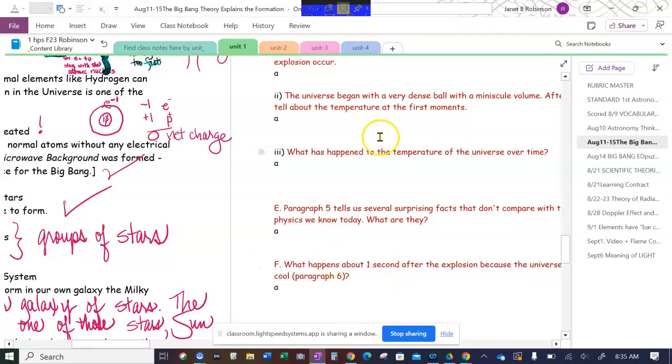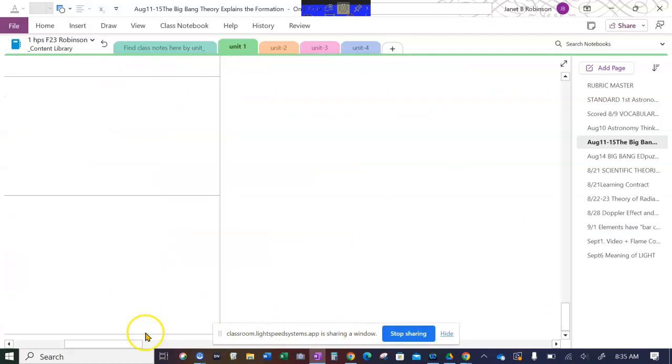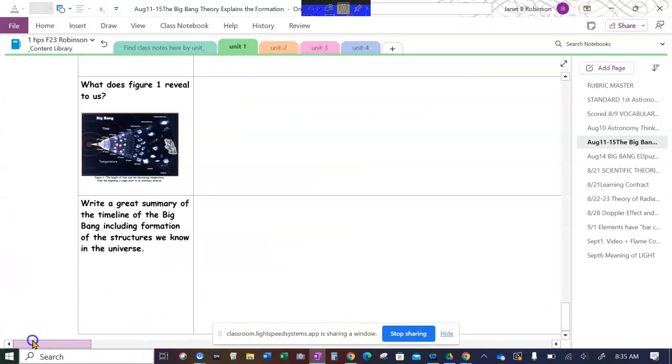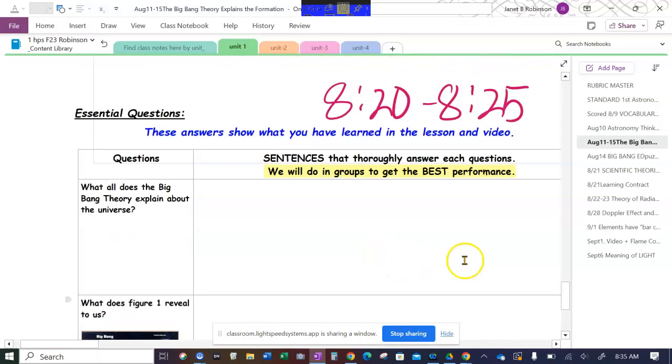So over here we had questions that you were answering. The key when we got down here is, what all does the Big Bang Theory explain about the universe? We tried to do this in groups, but I think we ran out of time.